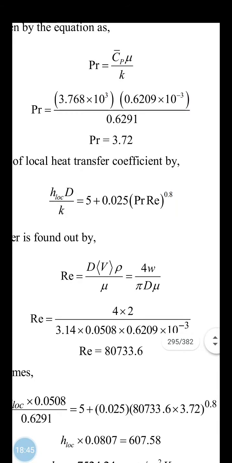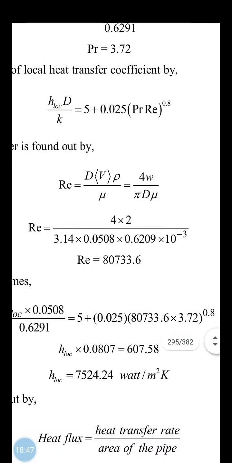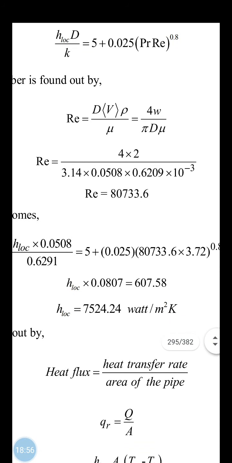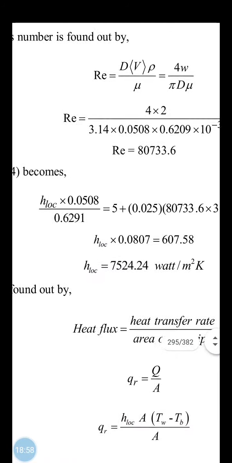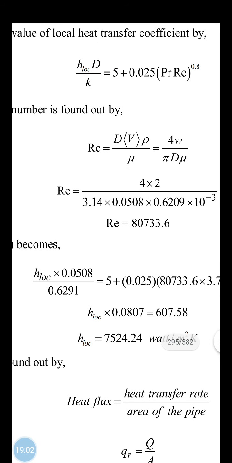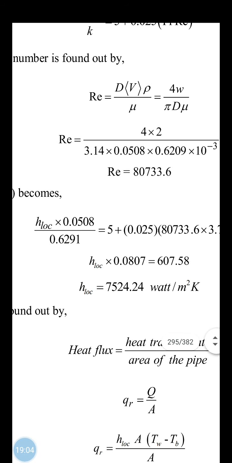So you have already found out the Prandtl number. You can find out the Reynolds number, which is 4W by pi d mu, as in the previous one. You can put in the value and find out the Reynolds number. Then you can put all these values into this equation of h local d by k, and you can find out the value of h local. It will be 7524.24 watt per meter square Kelvin.